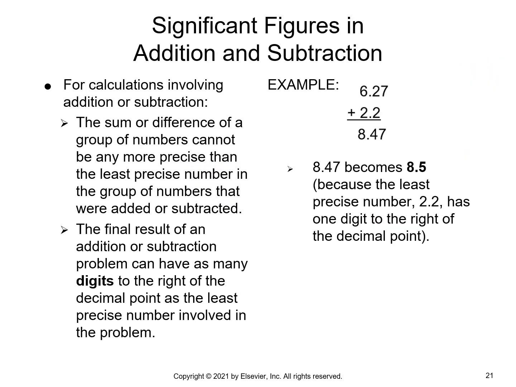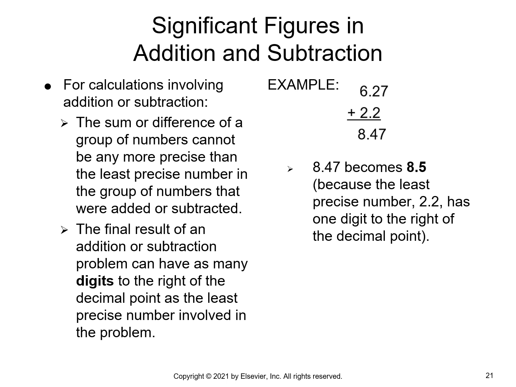All right, let's look at when to use significant figures in various examples, starting with addition and subtraction. For calculations involving addition and subtraction, the sum or difference of a group of numbers cannot be any more precise than the least precise number in that group. The least precise is the one with fewer decimal places, correct? So the final result can have as many digits to the right of the decimal point as the least precise number involved.